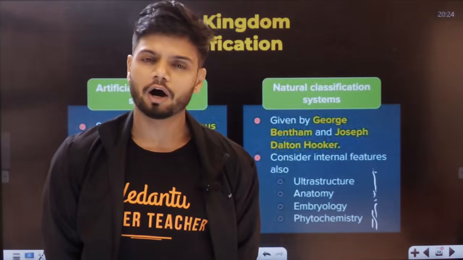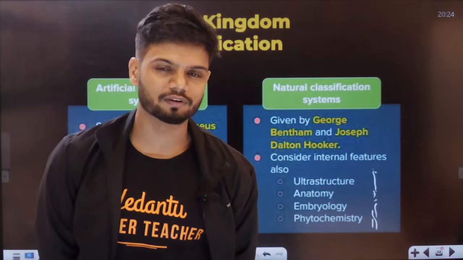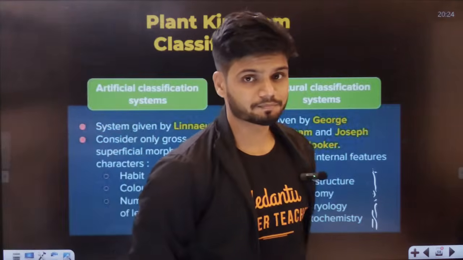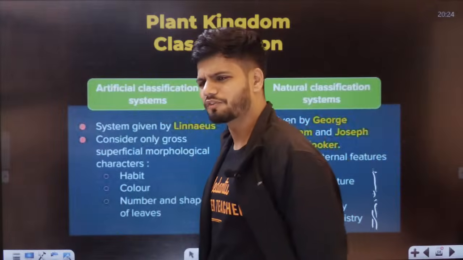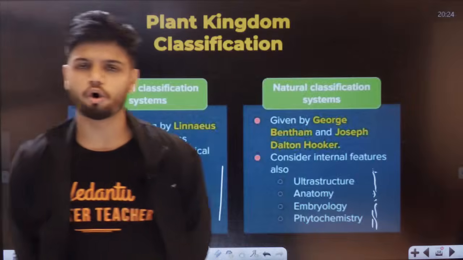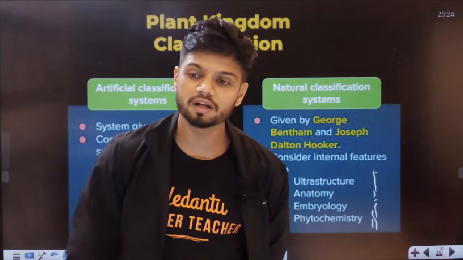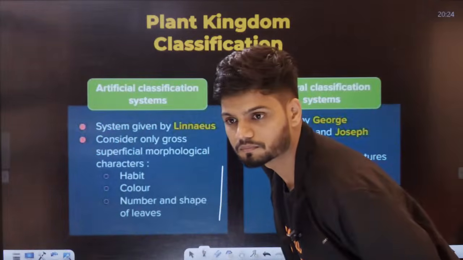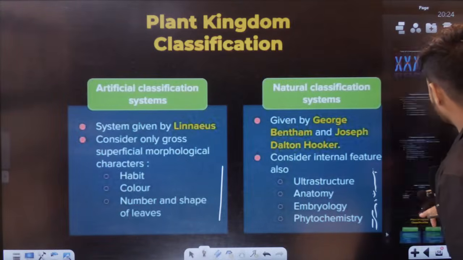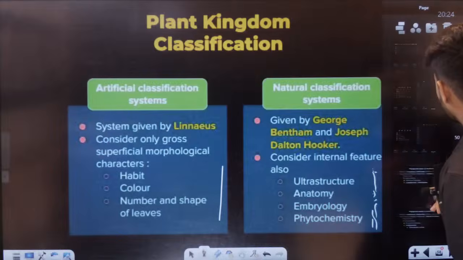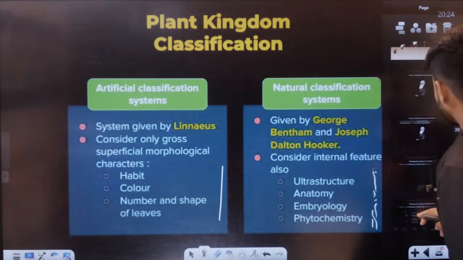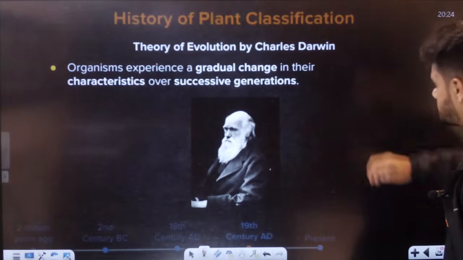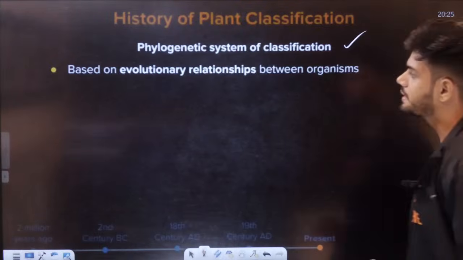Now, students, how can we talk about biology and not include our Charles Darwin? Yes or no? Charles Darwin is like, all this is okay for me, but you should also include evolution. So with that, from Charles Darwin, we got the phylogenetic system of classification.